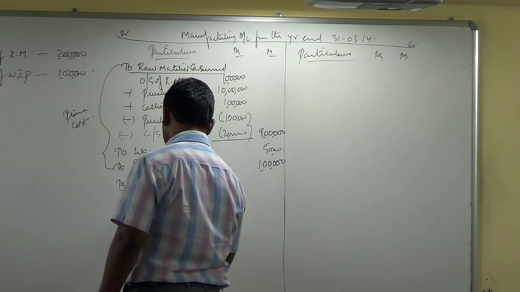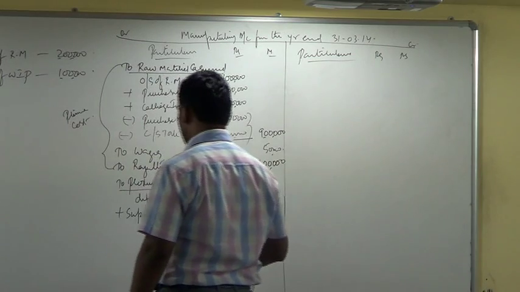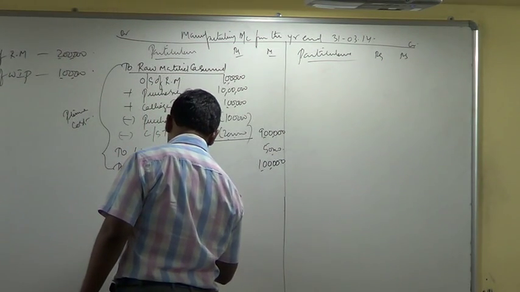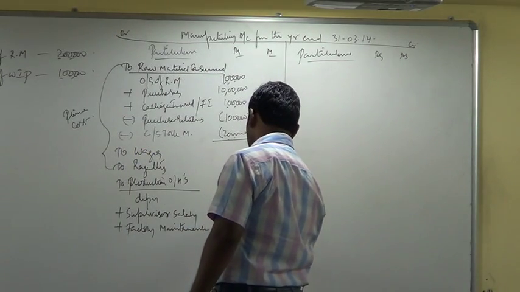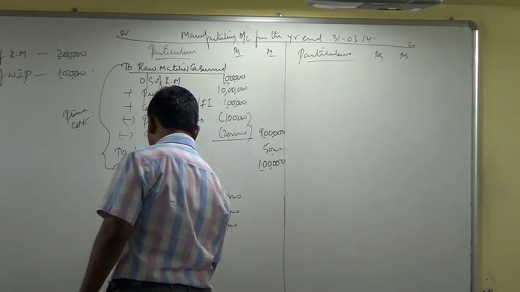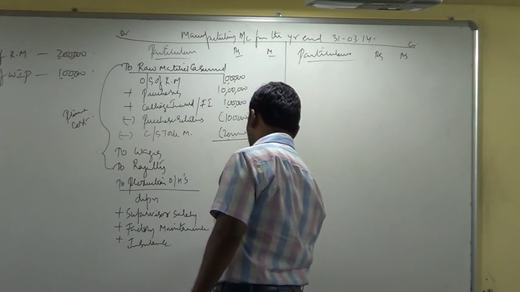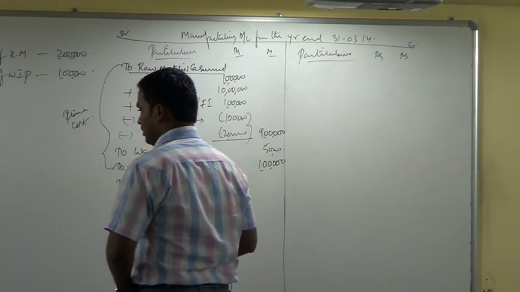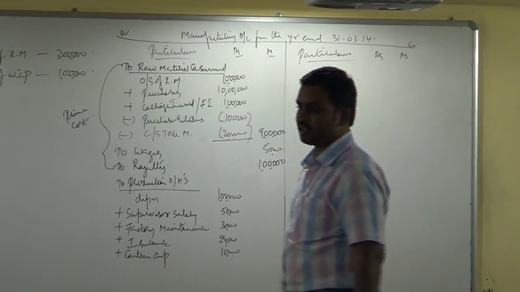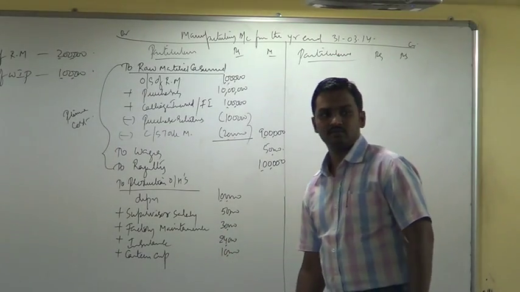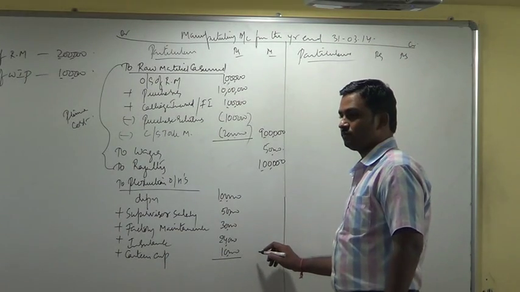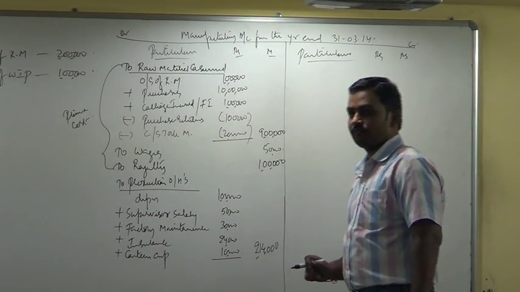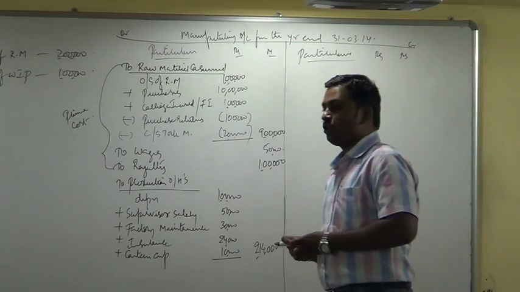Supervisor salary, 50,000. Factory maintenance, 30,000. Insurance, 24,000. Canteen expenses, 10,000. That's it. So all these expenses have now been debited. Total, how much is it? 2,14,000. Production overheads. What will you do with opening work in progress?